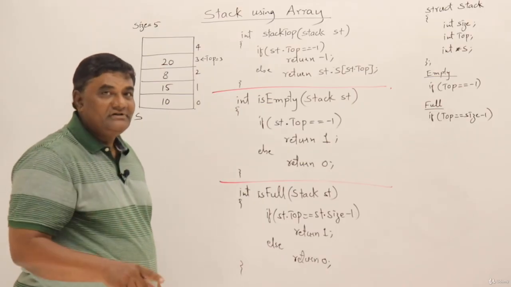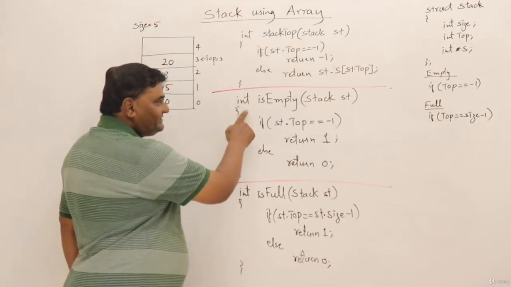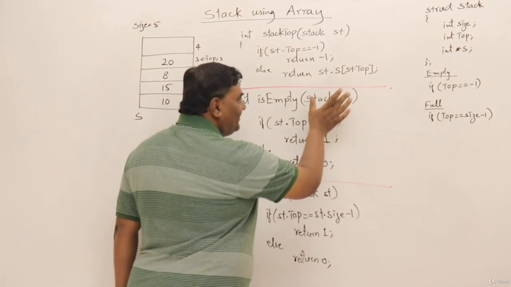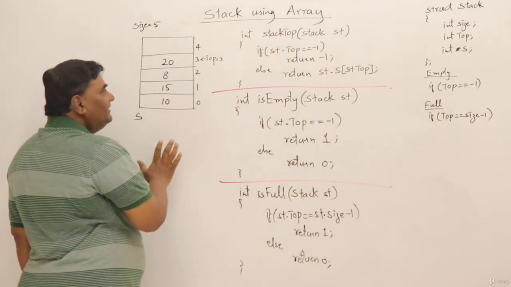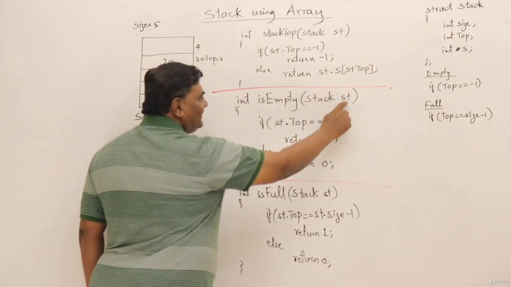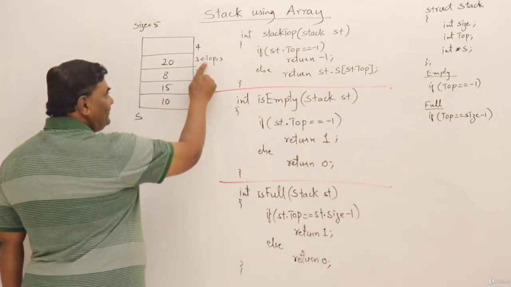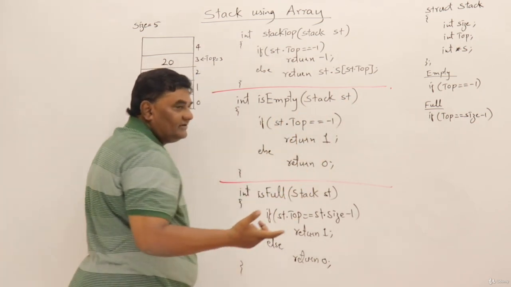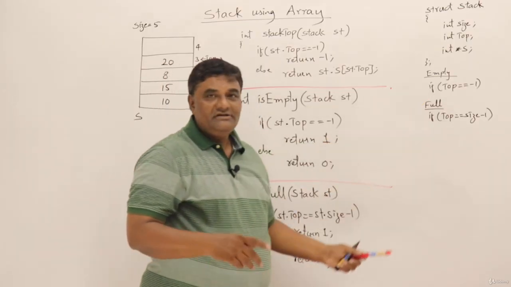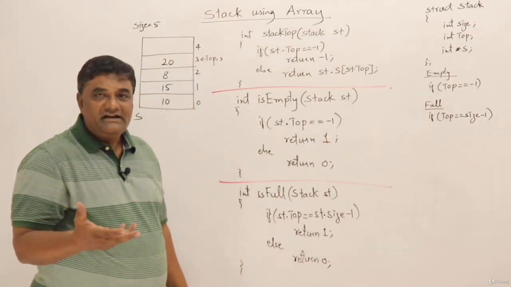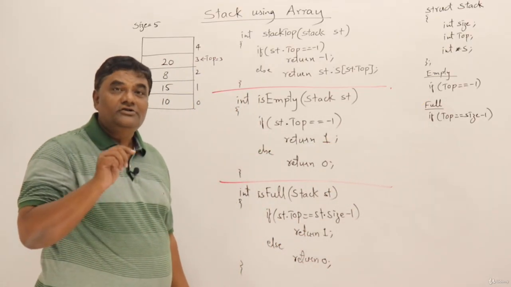The next function is isEmpty. This is isEmpty. It takes stack by value, not by reference, because we are not going to modify this. So this is taken as a variable st. Then st.top, if it is -1, we know the condition, the stack empty condition. If it is -1, then the stack is empty. Yes, it is empty. So return true.